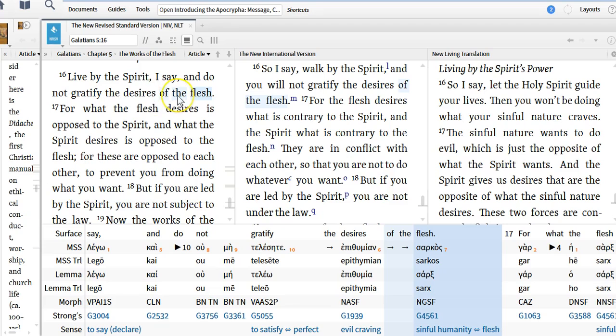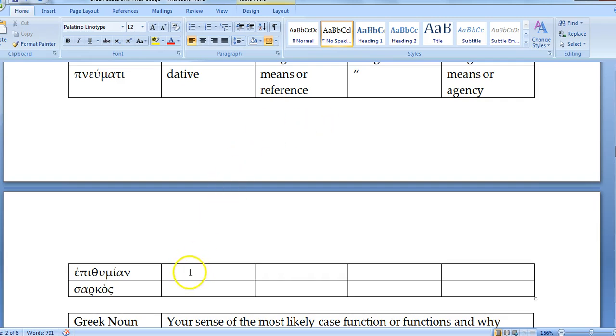So how is the genitive of the flesh describing desires? Descriptive? What kind of desires? Fleshly desires? That might be the most natural way to understand this in English. So I will put that down for both. What kind of desires should we not gratify, or will we not gratify if we follow the Spirit? This kind of desire. And all of that needs to go down here.